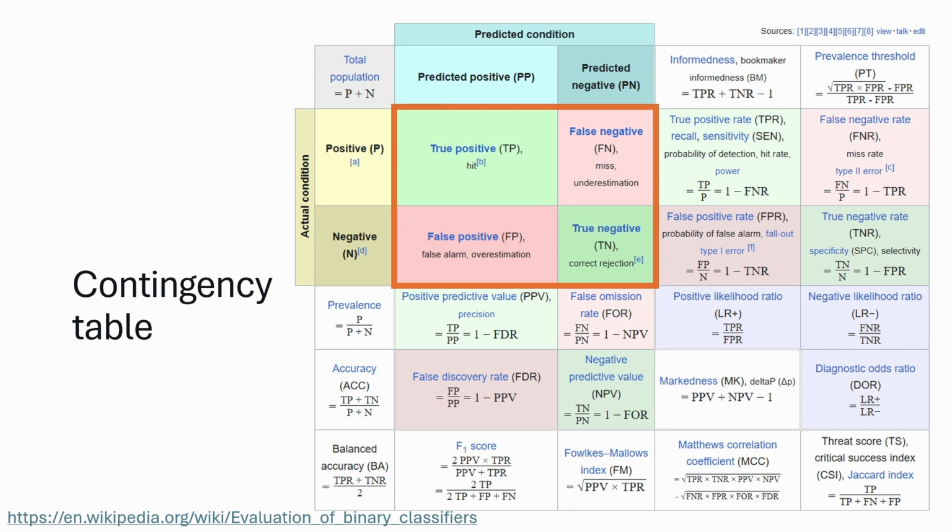Precision, or positive predictive value, measures how many of the predicted positive cases are actually true positives. Precision is crucial when the cost of false positives is high.